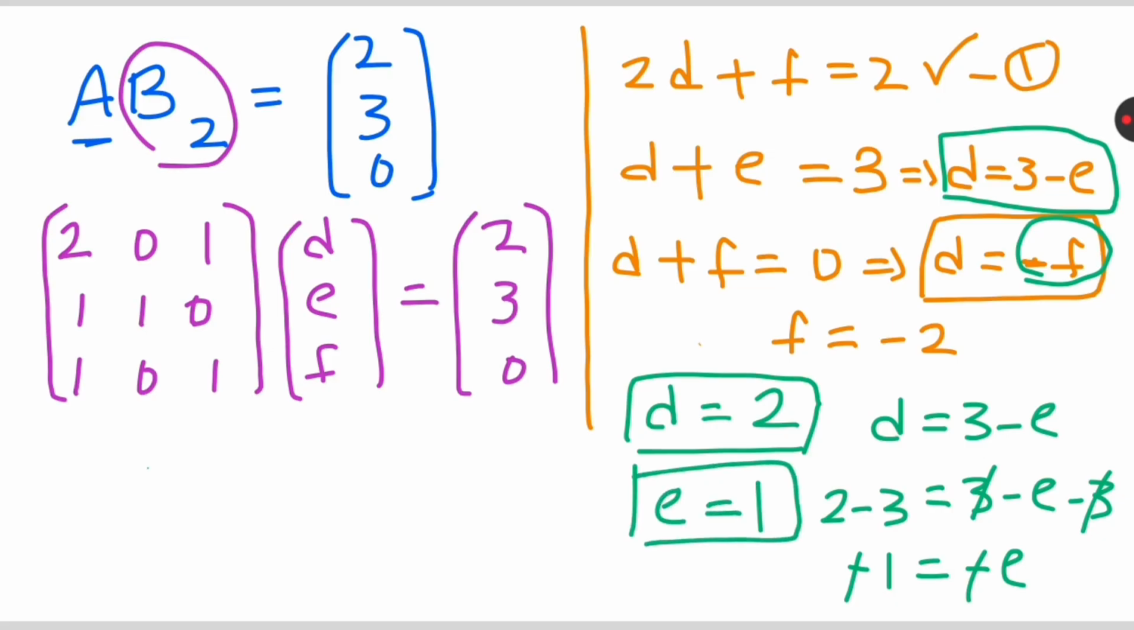So now we know B2, that is D, E, F: the D value is 2, E value is 1, F value is minus 2. So this is the B2.